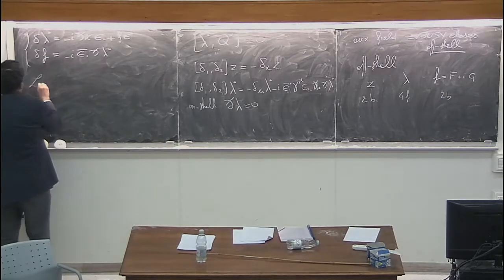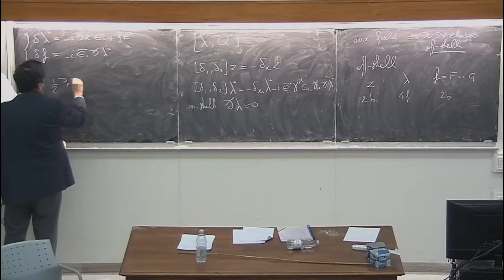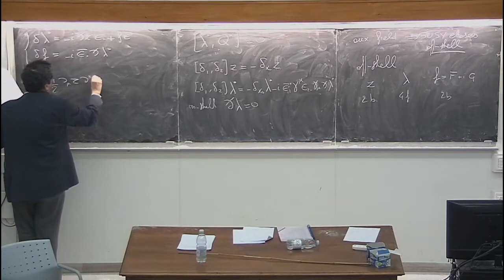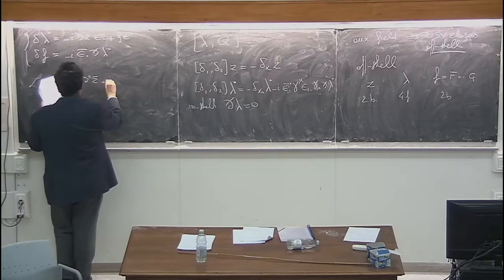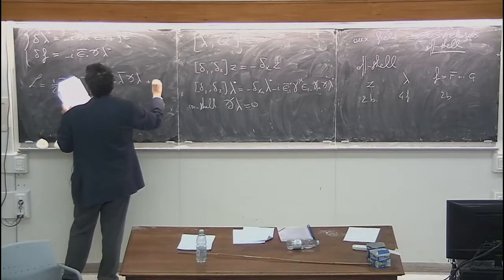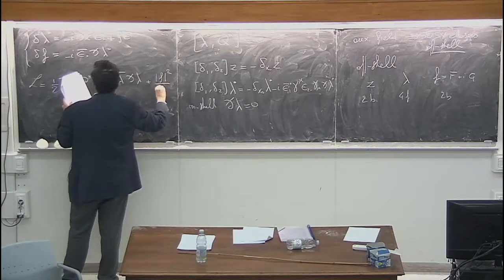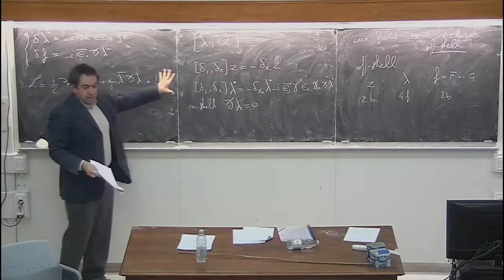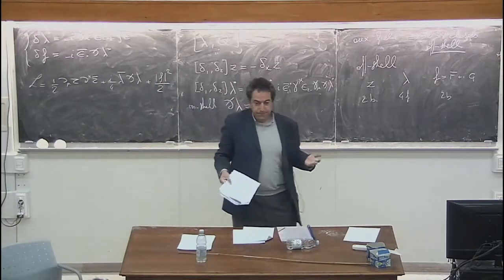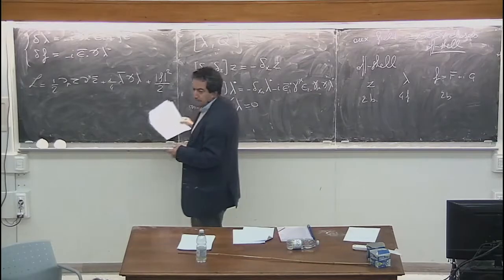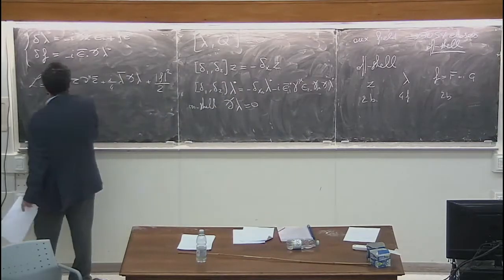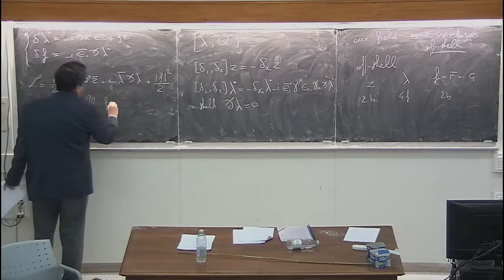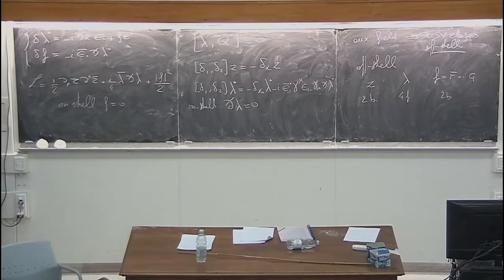Then you modify the Lagrangian like this, by adding F squared divided by 2. Clearly F is unphysical, it is auxiliary. It's non-dynamical. And on shell, F equals 0 in this Lagrangian. Okay? On shell F is equal to 0.